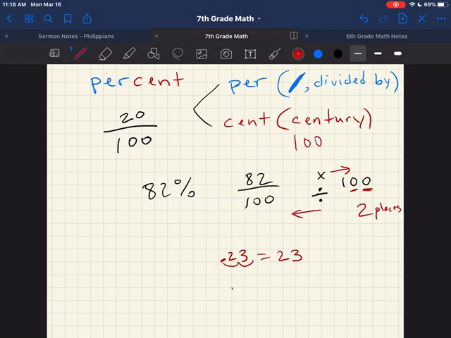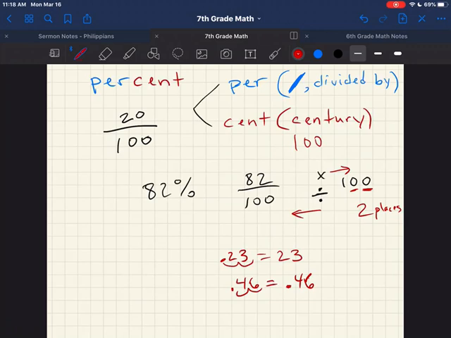Okay, so if I have 46 and I divide by 100, I'm going to go left 2 places, which is going to give me 0.46. And I've gotten smaller. I went from 46 to 0.46. So again, that's all we're going to be doing. We're going to be moving 2 places, either right or left.